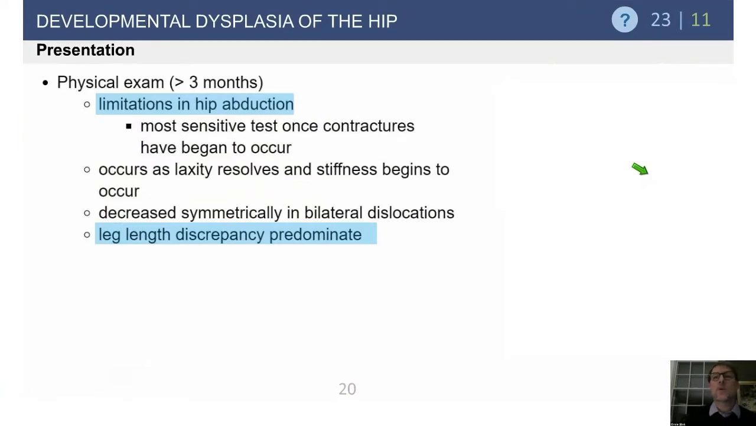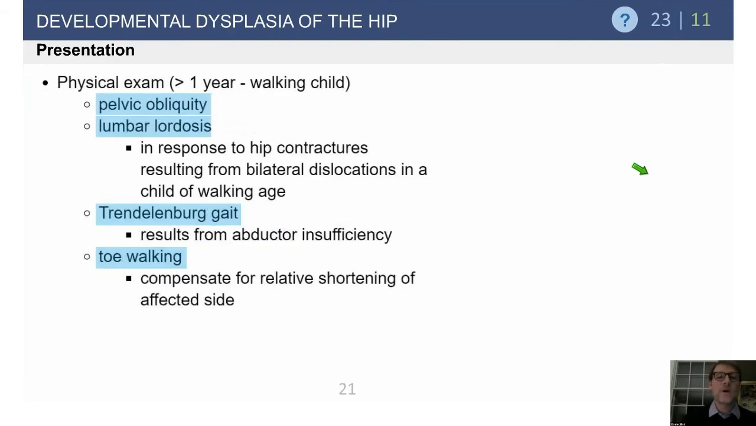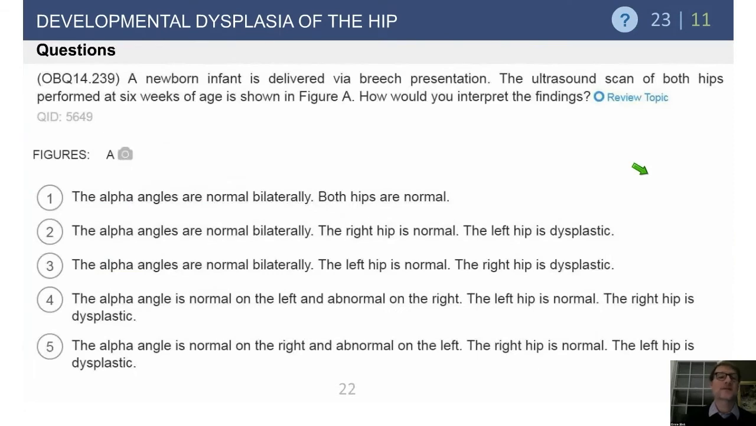Now, in children that are older, once the Ortolani and Barlow exam are negative, you have to look very closely at the physical exam. Limitation in hip abduction is one of the most common findings, or a leg length discrepancy. When you're examining this child, you should completely get them down to the diapers and get a good look. If they're walking, you should watch them walk. You're looking for pelvic obliquity or lumbar lordosis, especially if both hips are dislocated, or a Trendelenburg gait or toe walking on one side but not the other.